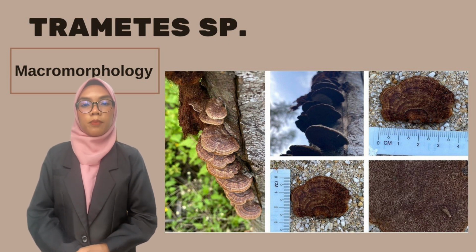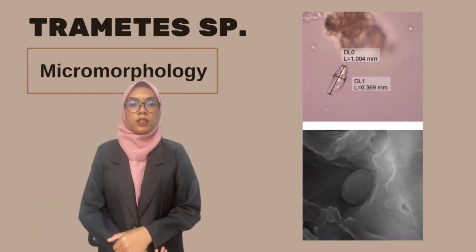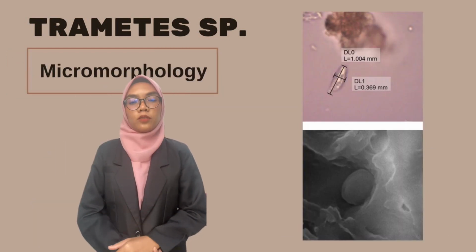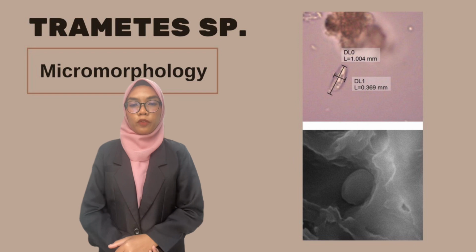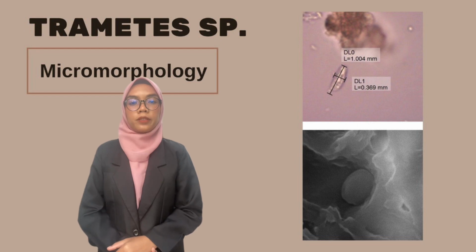The shape was hemispheric to irregular. The cap surface contained concentric zones. The pore surface is brown in color. The spore shape was cylindric to long ellipsoid and smooth. Trametes species have been found in a wide range of environments, from tropical rainforests to temperate woods.